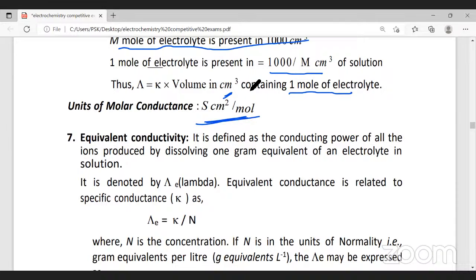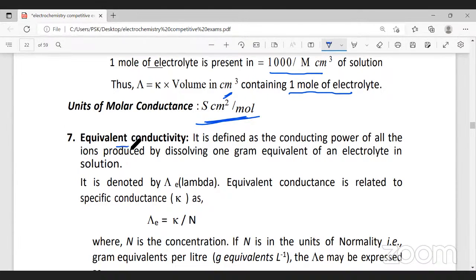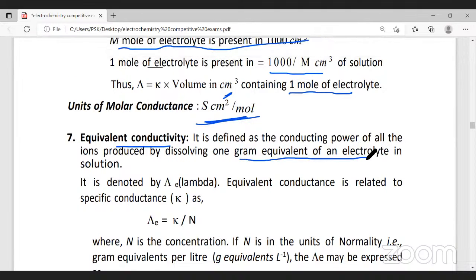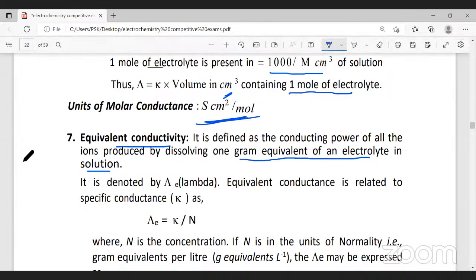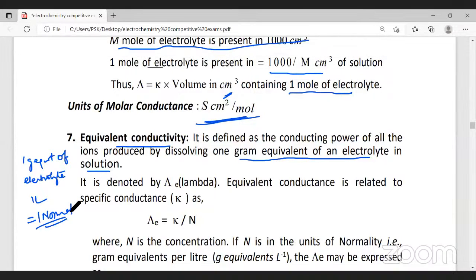Next is equivalent conductivity. It is defined as conducting power of all the ions produced by dissolving 1 gram equivalent weight of an electrolyte in a solution. 1 gram equivalent weight of electrolyte in 1 liter is called 1 normal solution. So 1 mole in 1 liter is 1 molar, and 1 gram equivalent weight in 1 liter is called 1 normal solution. So conductivity of 1 normal solution is called equivalent conductivity.